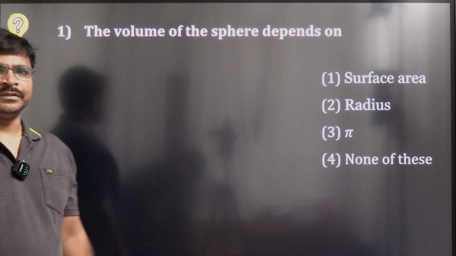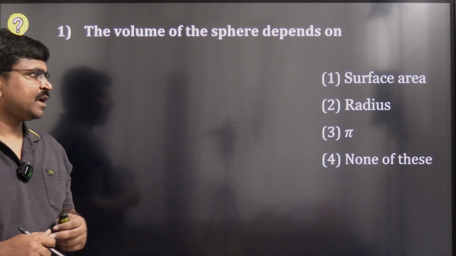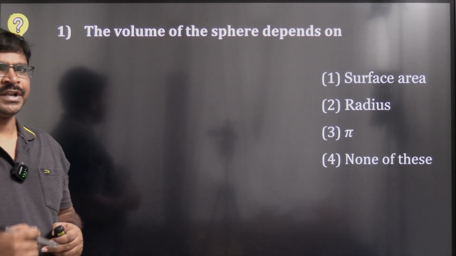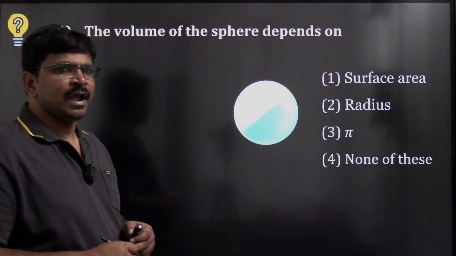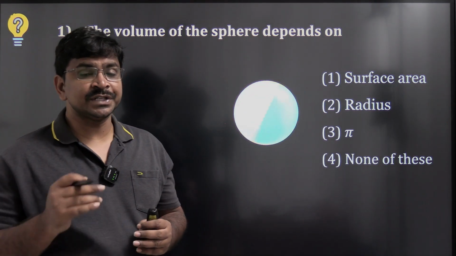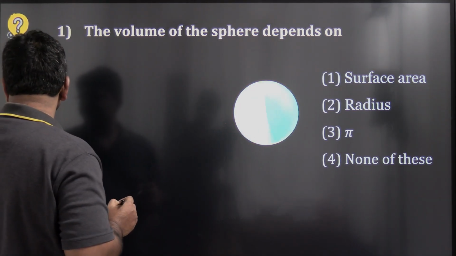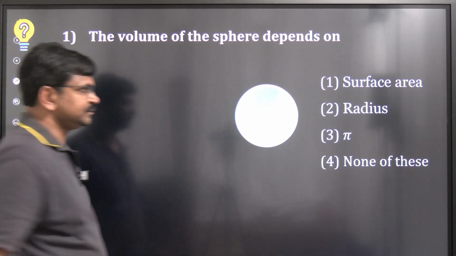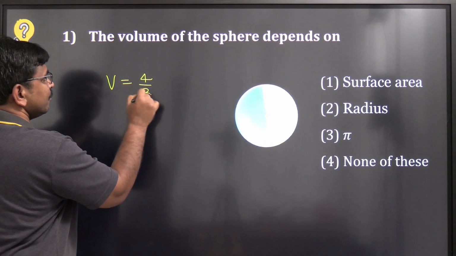Yes. Now, the given question is: the volume of the sphere depends on what? Surface area, radius, pi, or none of these. Let us try to understand what a sphere is first. A sphere is a geometrical object whose surface is equidistant from a fixed point. Here, this is the center, and from here we have the radius. And now we know that the volume of a sphere is 4 by 3 pi r cube.